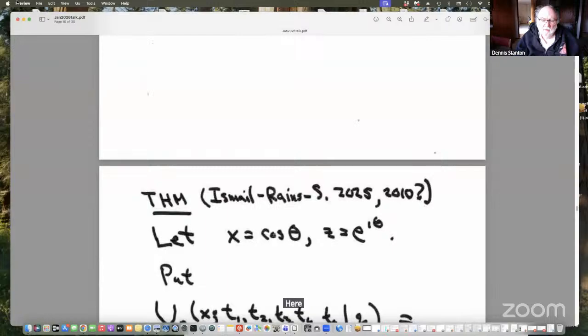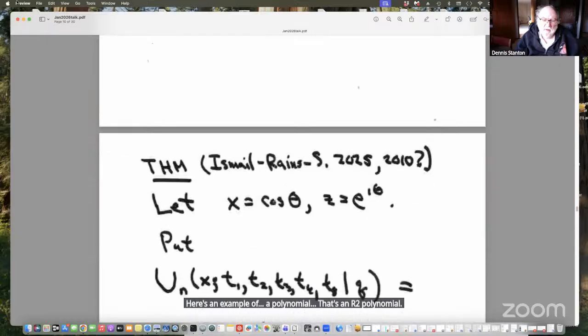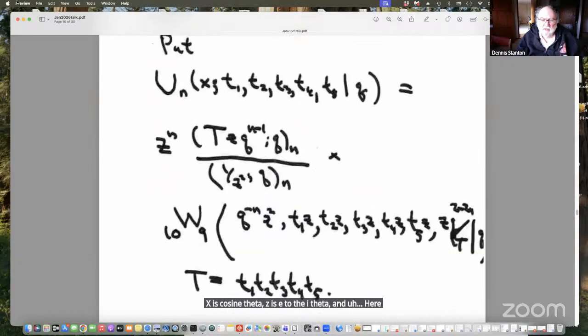Here's an example of a polynomial that's an R2 polynomial. It depends upon 5 parameters, T1, T2, T3, T4, and T5. It depends upon Q, some kind of a Q series, and X is cosine theta, Z is e to the i theta, and here it is. It's a 10W9, so it's a very well-poised series. It's not at all obvious this is a polynomial in X. That takes quite a lot of work to prove.